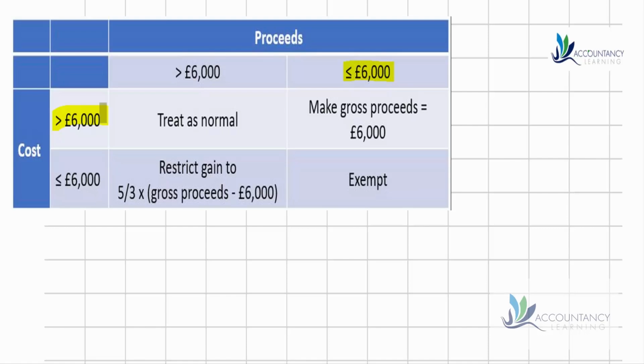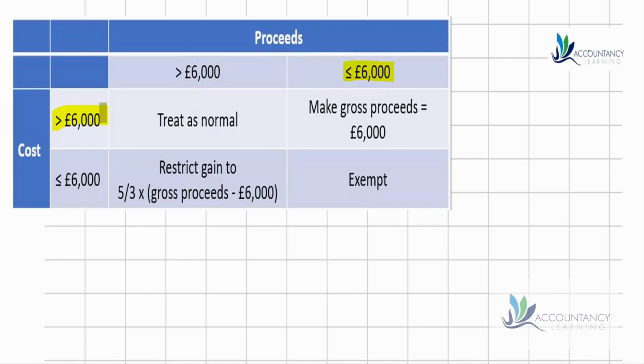If you bought something for more than £6,000 and sell it for less than £6,000, why would you do that? It could be that we were desperate for cash and had to sell something quickly. So there may be a commercial reason why we do this, but it could also be that we're selling it to a friend and we're giving them a special deal.